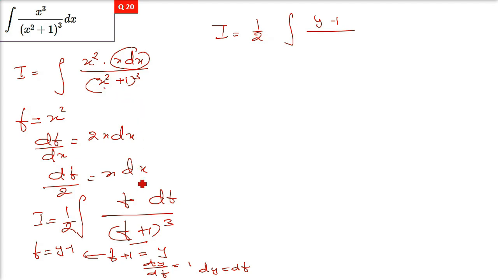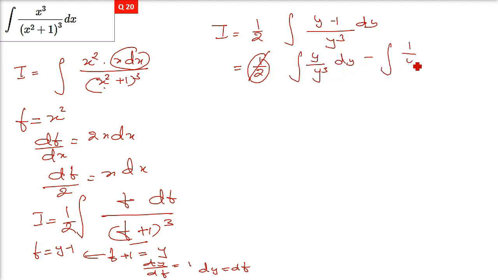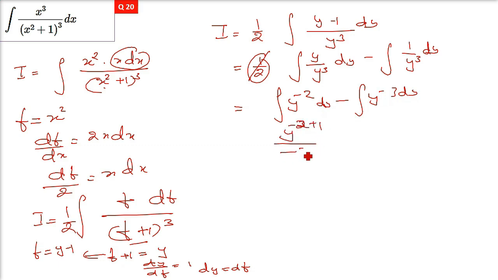In the denominator you have (x square plus 1) whole cube. And if you remember, it was (t plus 1) whole cube and t was taken in terms of y. So this will come. Okay, what is half we'll deal with just now. Let's separate these two terms: y by y cube and 1 by y cube dy. So y by y cube will be equal to 1 by y square, y raised minus 2 will come, and that will be integrated. 1 by y cube will be y raised minus 3, integration dy. So y raised minus 2 plus 1 divided by negative 2 plus 1, and minus y raised minus 3 plus 1 divided by negative 3 plus 1, plus constant of integration.